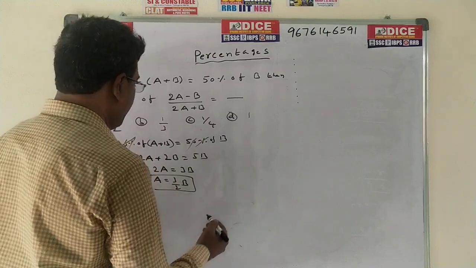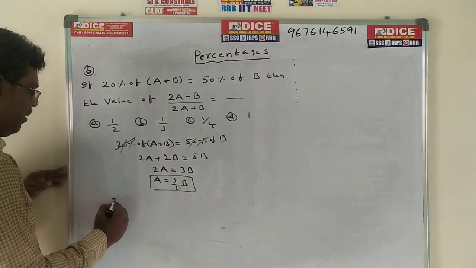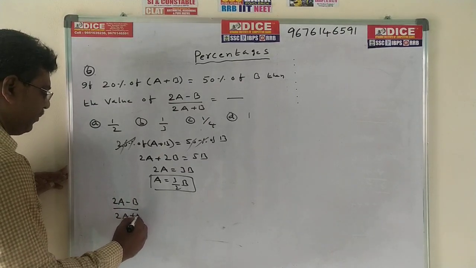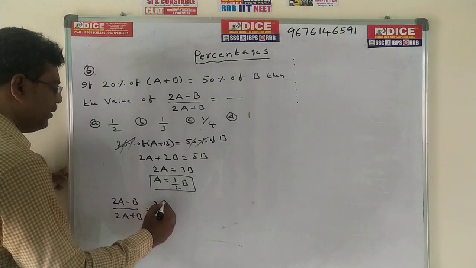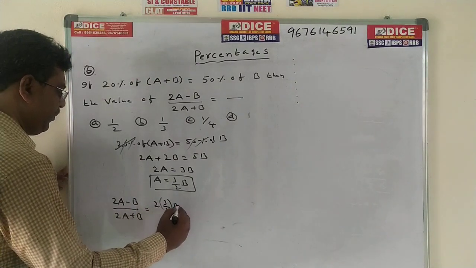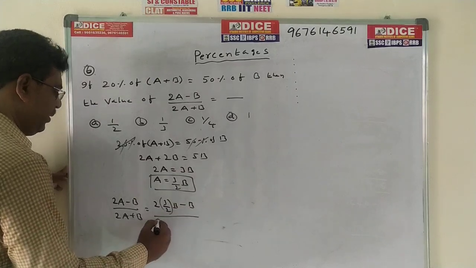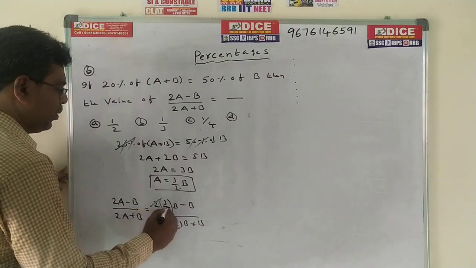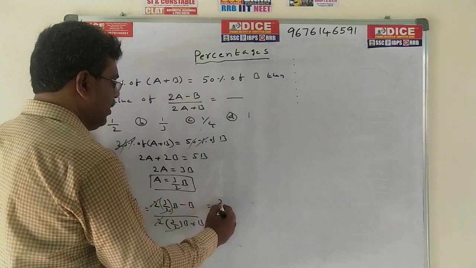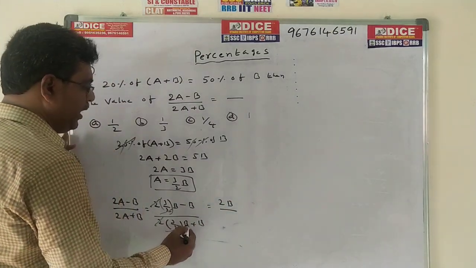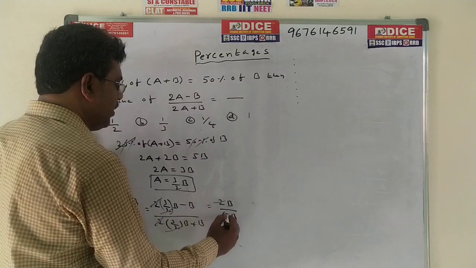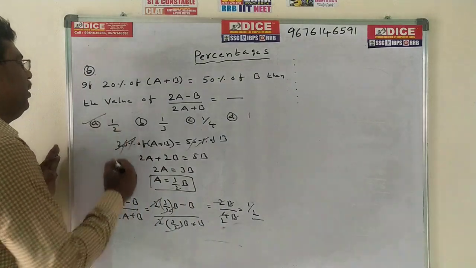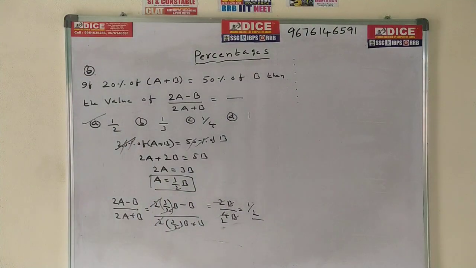Now come to the problem. What is the problem he was given? (2a minus b) by (2a plus b). 2 into a means 3 by 2 of b, minus b, by 2 into 3 by 2 of b, plus b. The 2s cancel. 3 into b, 3b minus b, the value is 2b. 3 into b, 3b plus b, 4b. 2 ones, 2 twos, b cancel. 1 by 2 is the required answer. Write down.